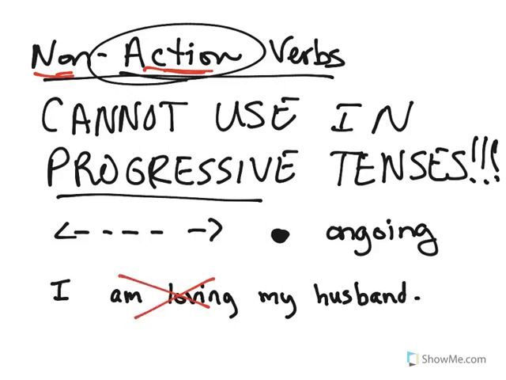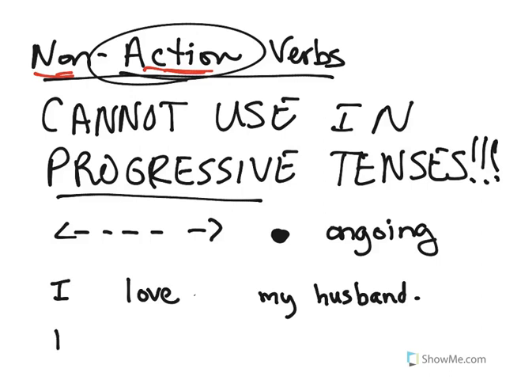Okay. And nope. It's a non-action verb, love. It's an emotion. So what I have to say instead is, I love my husband. And this is true no matter what, even if you use a time word that normally would be for progressive tense, you have to use the simple present tense if it's a non-action verb.